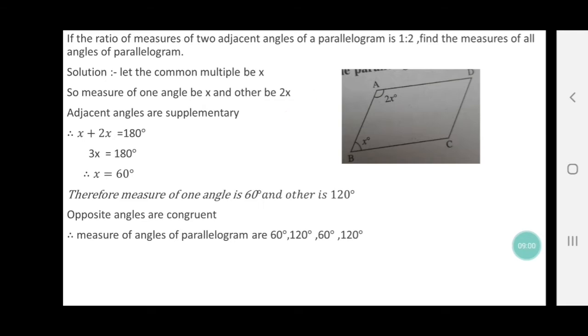Now adjacent angles are supplementary. So x plus 2x equal to 180. 3x equal to 180. So x is equal to 60. Therefore the measure of one angle is 60 degrees and the measure of the other angle is 120. Opposite angles are congruent. Therefore the measures of the angles of the parallelogram are 60 degrees, 120 degrees, 60 degrees, 120 degrees. I hope it is clear. Now we move on to the fifth problem of the exercise.